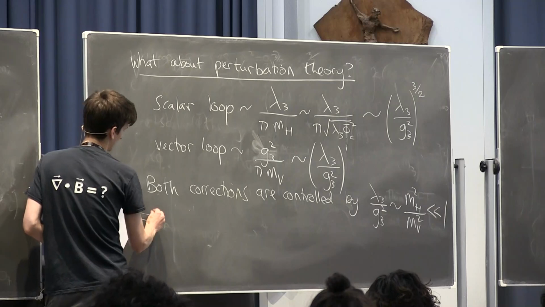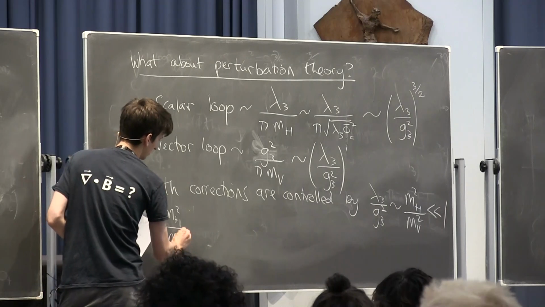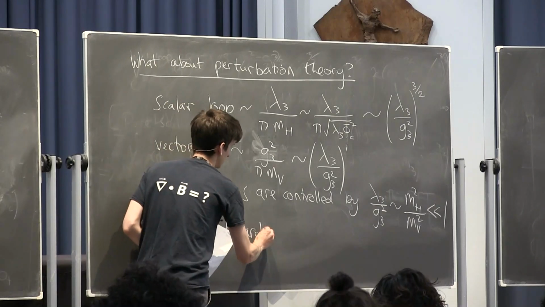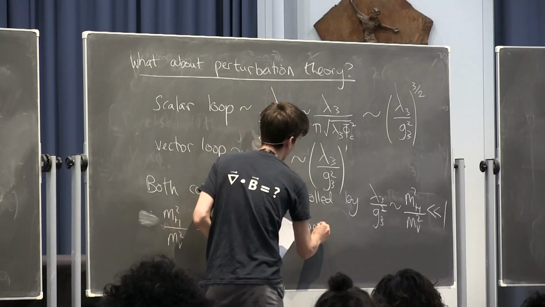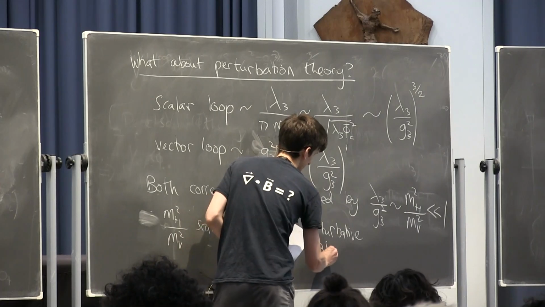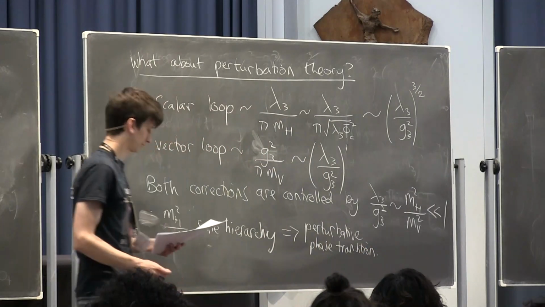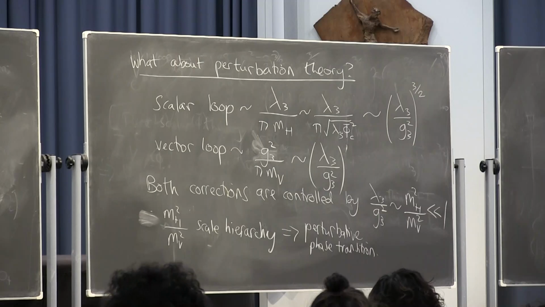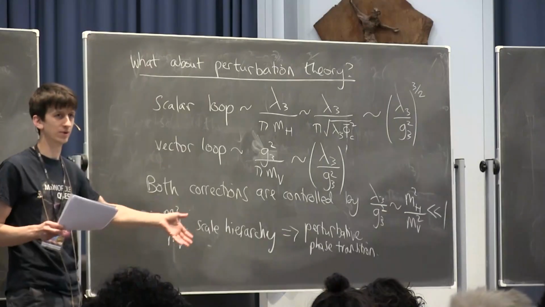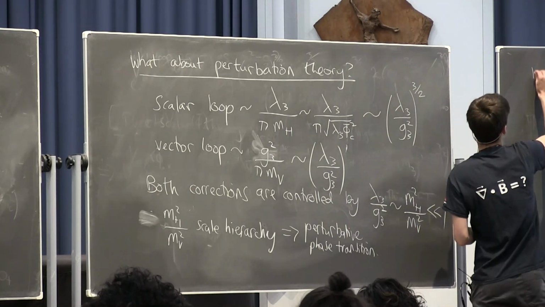Which means that the scale hierarchy gives us a perturbative phase transition, where we can understand what's going on. And if we didn't have a scale hierarchy, we wouldn't have a perturbative phase transition, and we wouldn't be able to understand what's going on. So we can now make a better guess of the phase diagram.